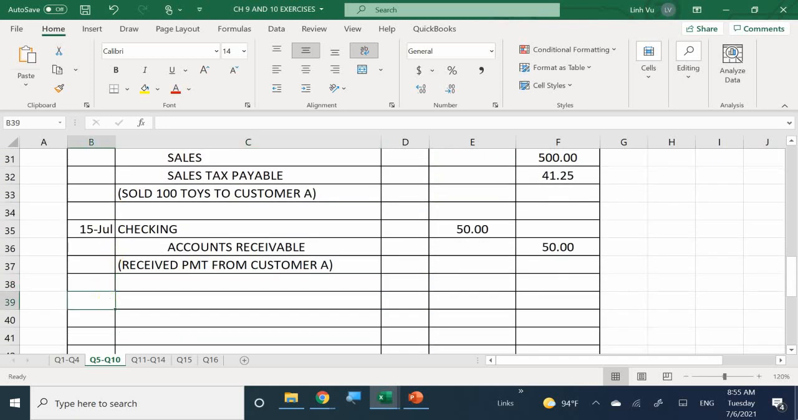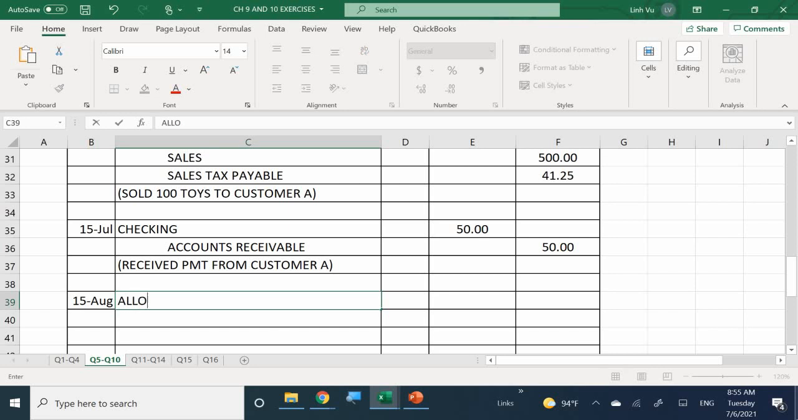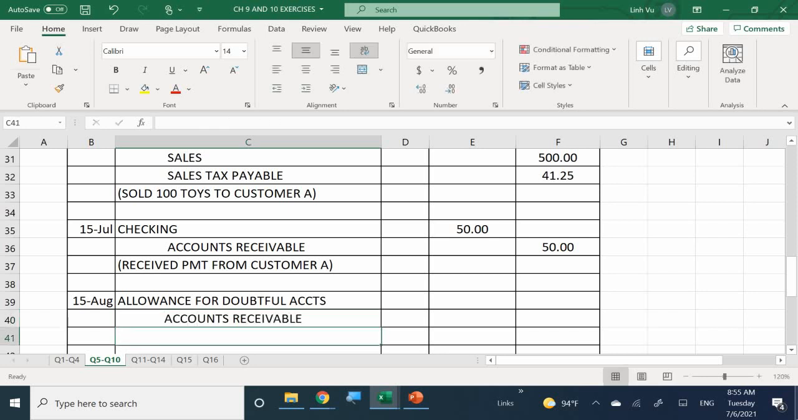Correct. And how are you going to journalize it? So it's August 15 now. Allowance for doubtful accounts debit for $491.25 and accounts receivable credit for $491.25. And what are you going to credit? Accounts receivable. Correct. We're going to be taking it directly out from accounts receivable because this is potential bad debt, because the customer decides to refuse to pay us.